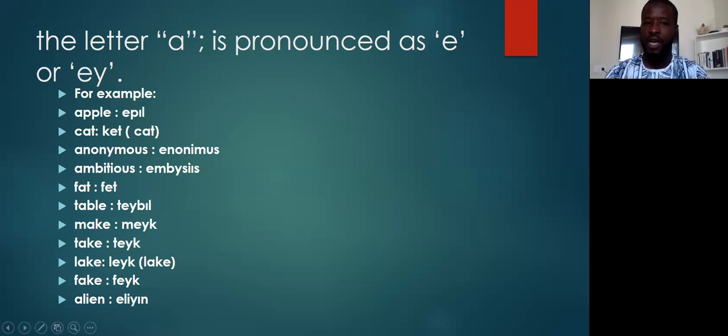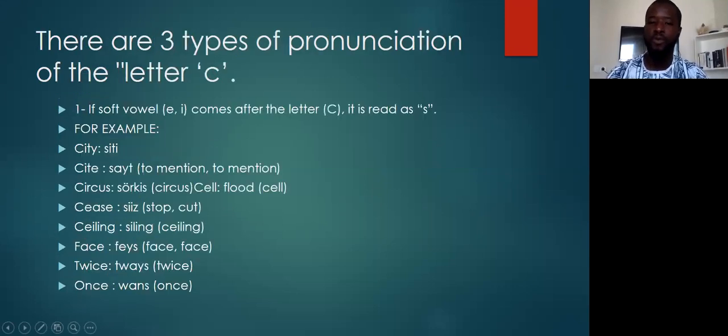The second one: there are three types of pronunciation of the letter C. So what are the types? Sometimes C can come as S, it can come as K, and it can also come as Ç or K, okay? For example, the first one: if a soft vowel, yumuşak ünlü, A, E, or I comes after the letter C, it is read as S. For example, you say city. After C, we have I. That's why we pronounce it like city.